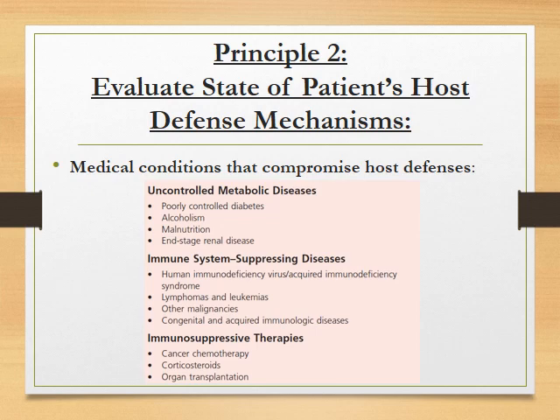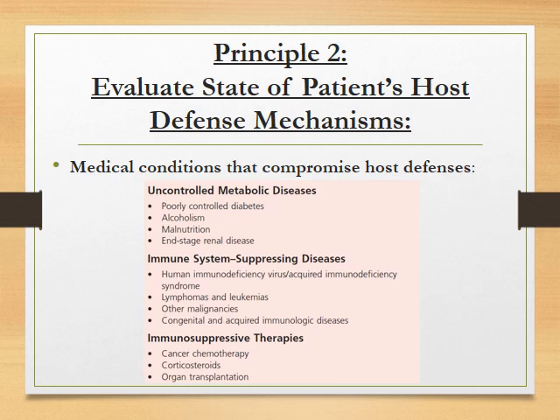Another condition that compromises the host defense is immune system suppressing diseases like human immunodeficiency virus or acquired immunodeficiency syndrome, AIDS, lymphomas, leukemias, other malignancies, and congenital and acquired immunologic diseases. All these diseases directly affect the immune system, causing a decrease in the white cell functions and a decrease in antibody synthesis and production. So their response to the infection will be so low, and they have high susceptibility to severe infection.